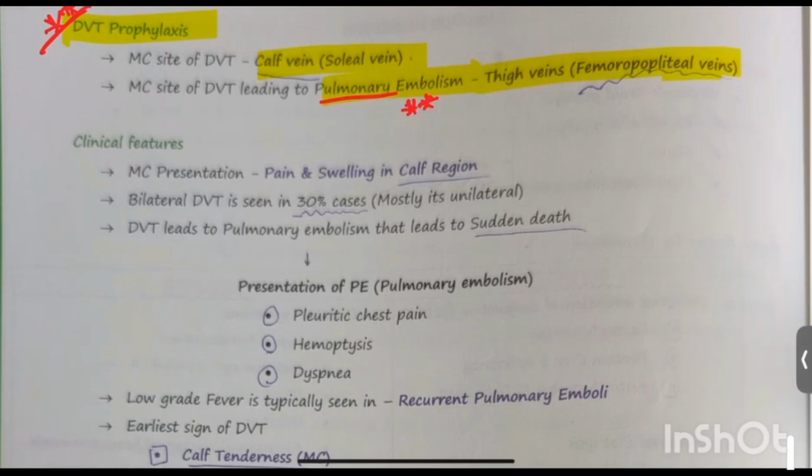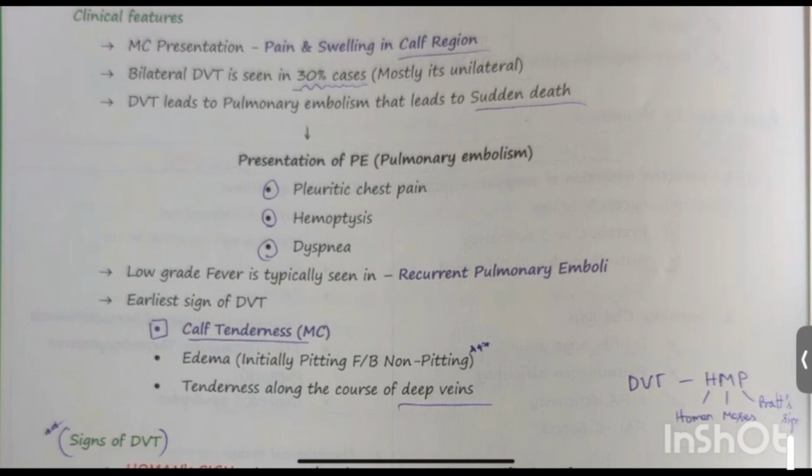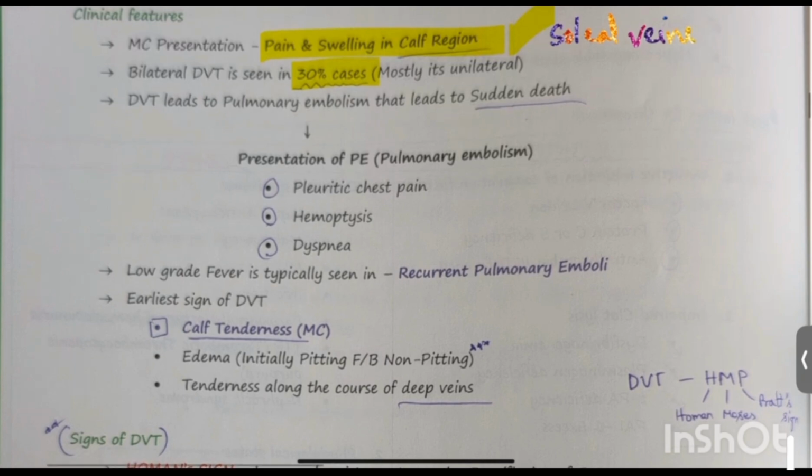Okay. So what will be the clinical features in a patient of deep vein thrombosis? The most common presentation will be pain and swelling in the calf region. Because we all know, in the deep veins of the legs, because of gravity, there will be stasis, and hence deep vein thrombosis will happen. So pain and swelling in the calf region will be there. Soleal veins again. And bilateral DVT is seen only in 30% of the cases. Most of the cases it will be unilateral only.